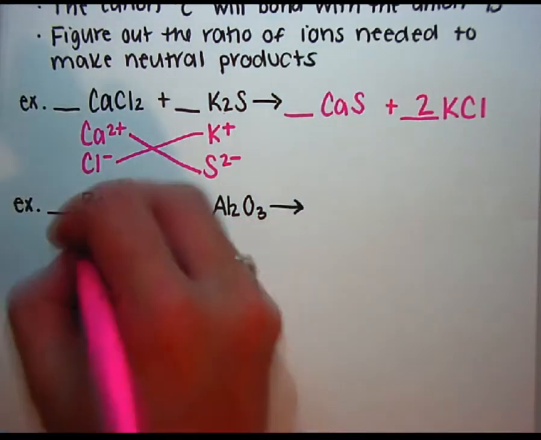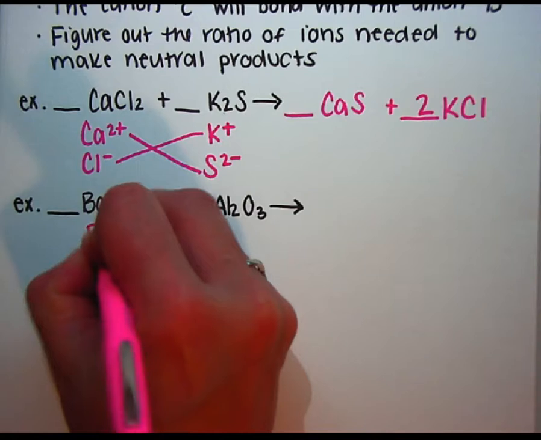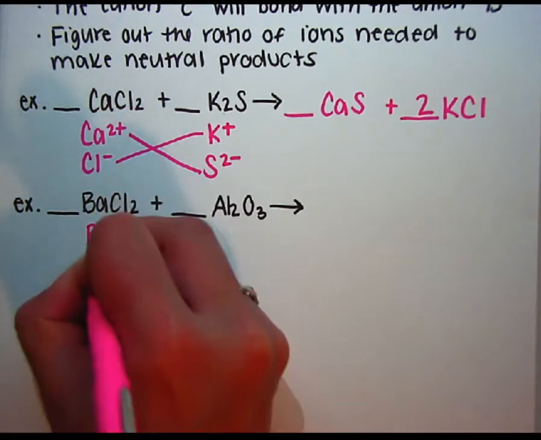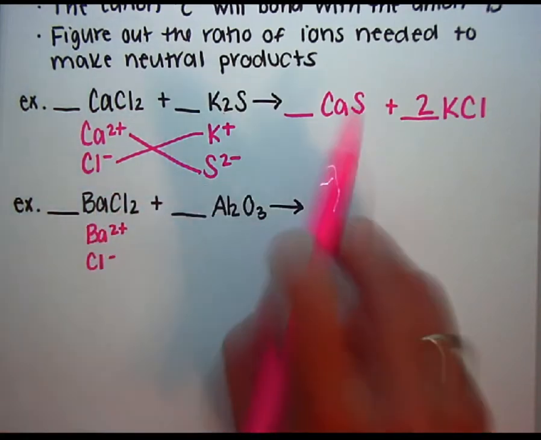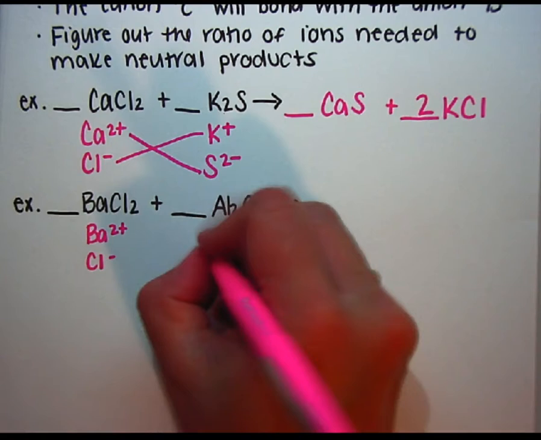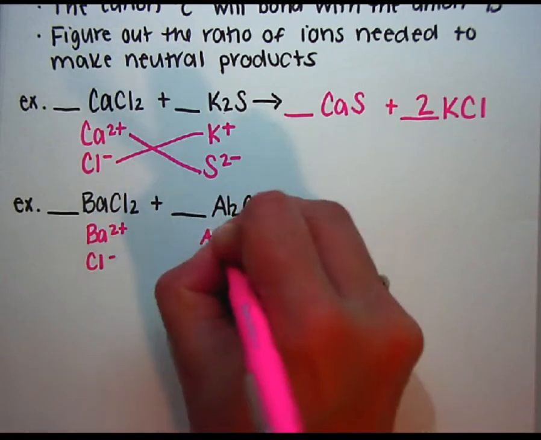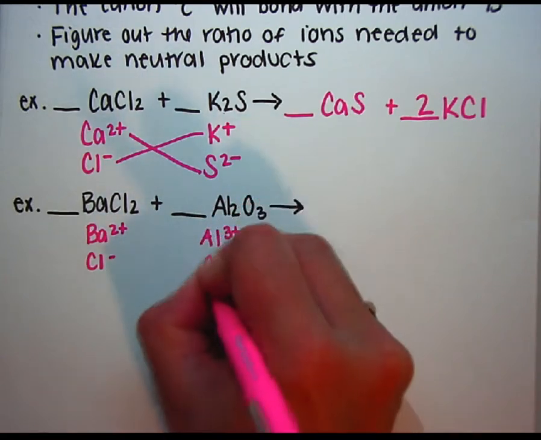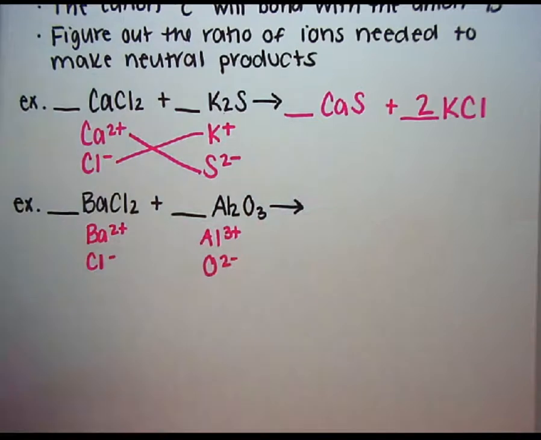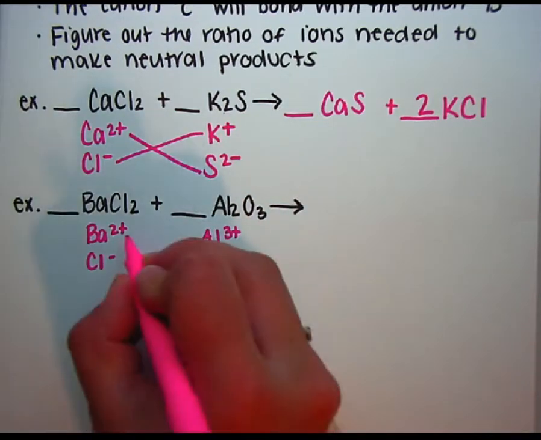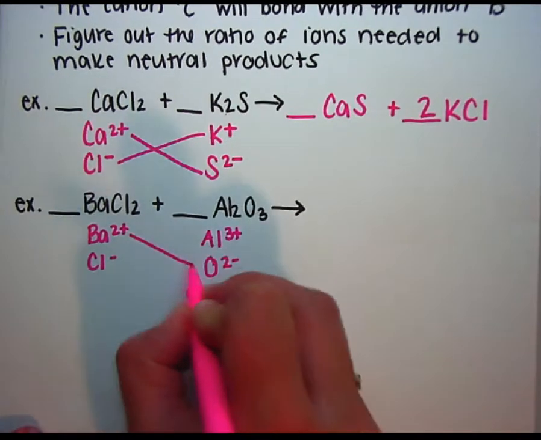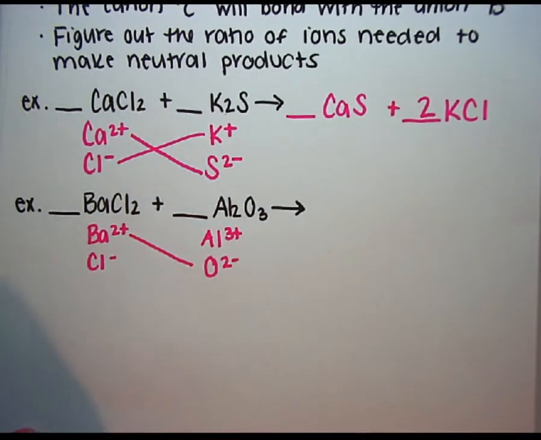Step 1, you need to figure out the charges. Because you need to figure out who's going to bond with who, you also need to figure out the ratio of ions needed. So step 1 always will be to write out your charges. In a double displacement, 2 ionic compounds exchange ions. Positive of the first will bond with negative of the second.